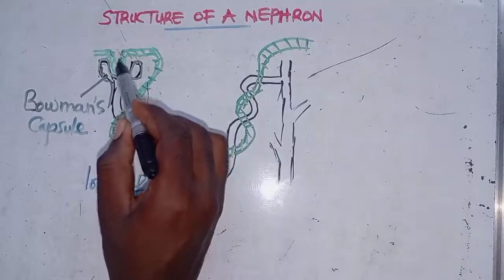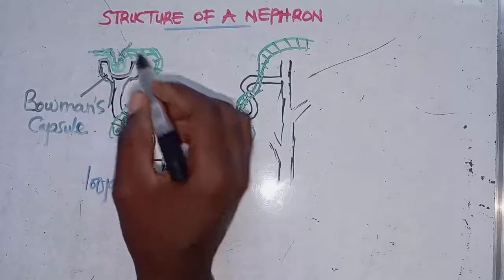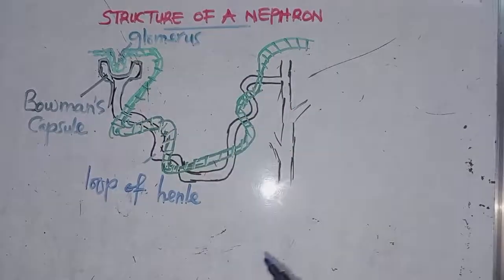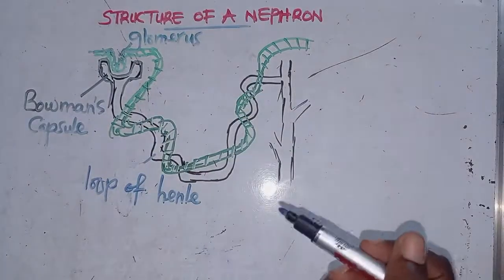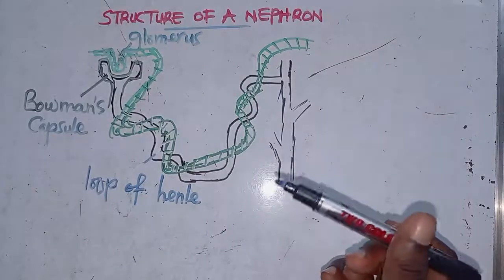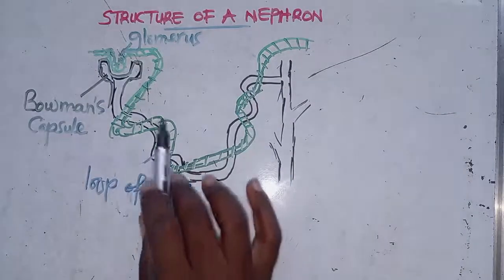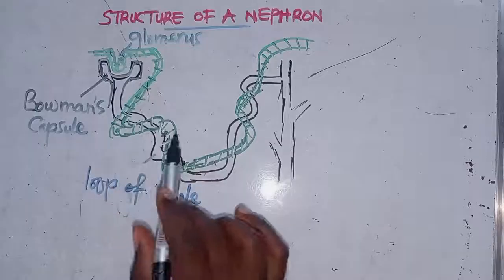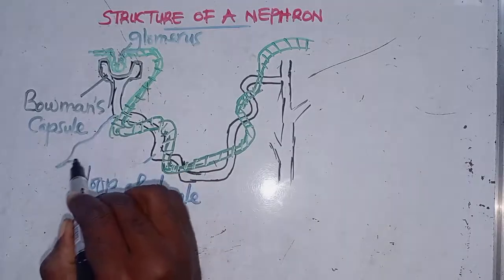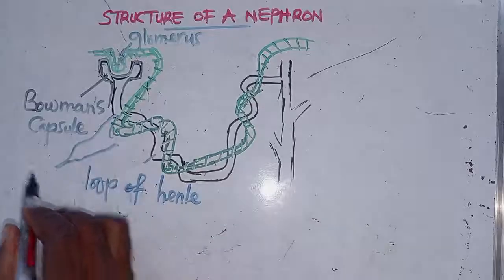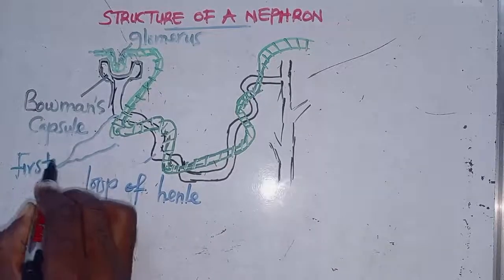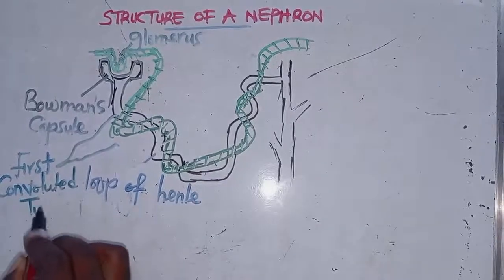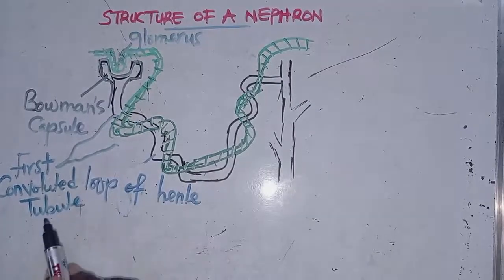And then this thing that is there, have you seen this thing? We call it the glomerulus. That is the name that is given to it. These are important parts that you need to understand. Then I want you to know that we've got these parts where these ones are convoluted. So this first part where these ones are convoluted, we call the first convoluted tubule.